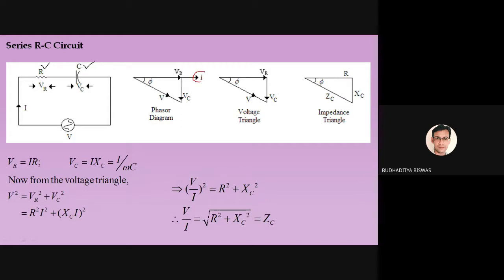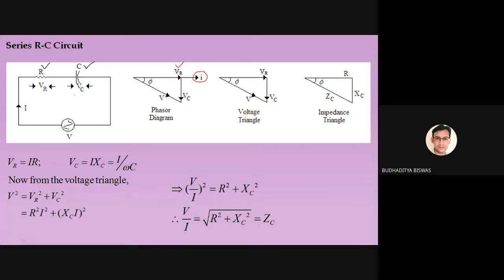This is the reference axis, and as I mentioned before, the current should not be more than the voltage across the resistance. For illustration purposes we just extend the line. So this is the current axis, and we know that the voltage across the resistance is in the same phase. That's why we draw VR, the voltage across the resistance, on this particular current axis.